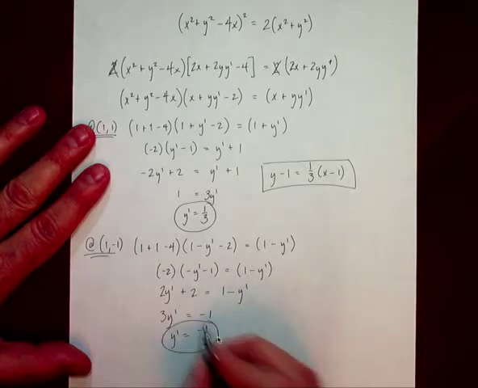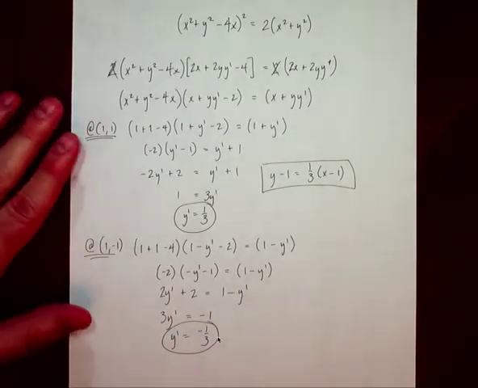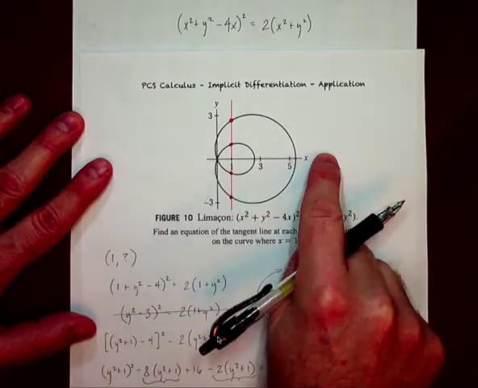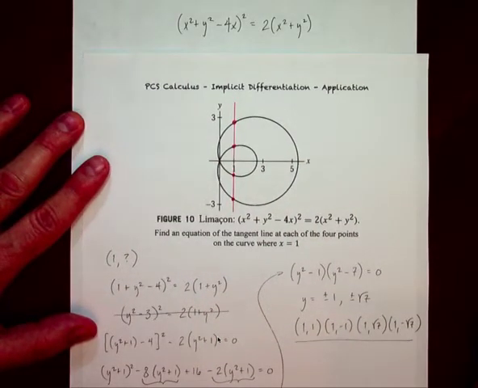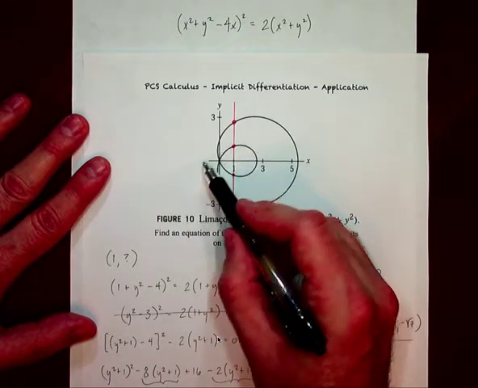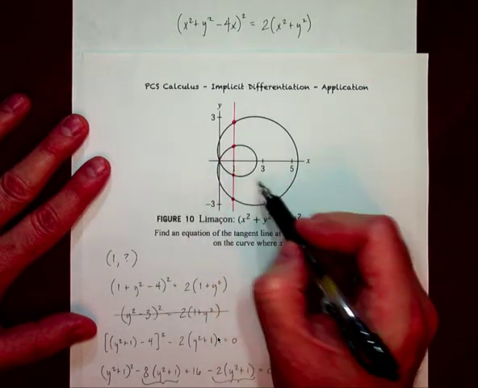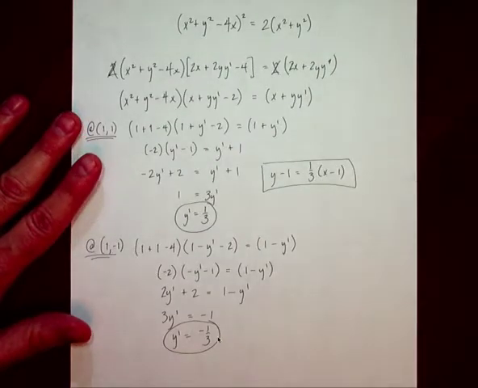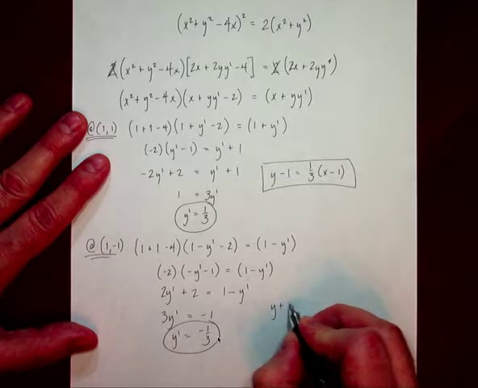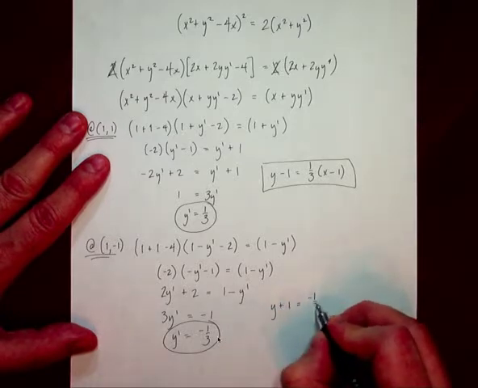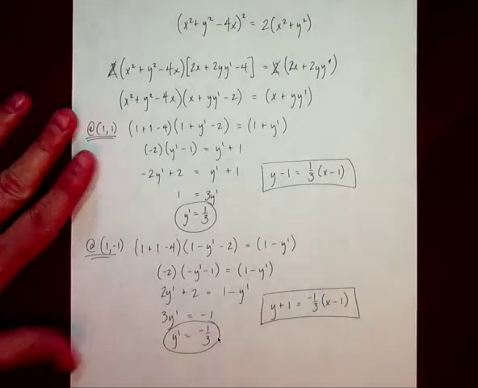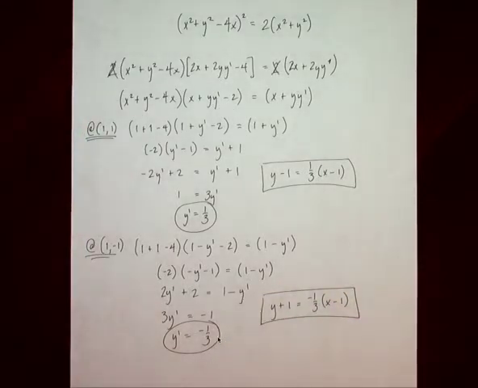Now, noticing the bilateral symmetry across the x-axis, it should not be a surprise that if the slope here is 1/3, the slope here should be negative 1/3. And therefore you get y minus y1 is equal to negative 1/3 times x minus 1. And that is your second tangent line.